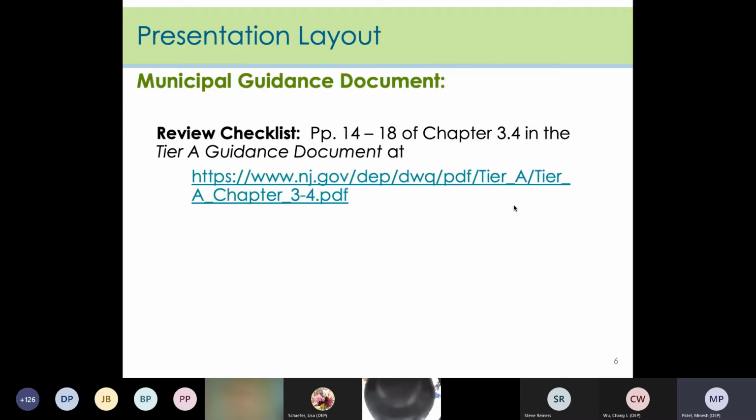The information required in the stormwater report is specified in the stormwater control ordinance, and checklists are available to help with the review. The reviewer must make sure that any information found missing from the report must be added before approval of the project. The checklist found at this link in the Tier A guidance document here on the slide can help with your review of the report and help to just organize your observations and comments. This presentation is laid out to follow along with the checklist.